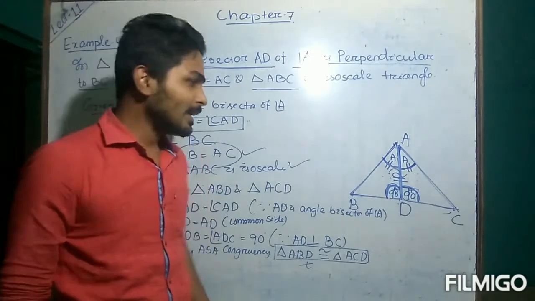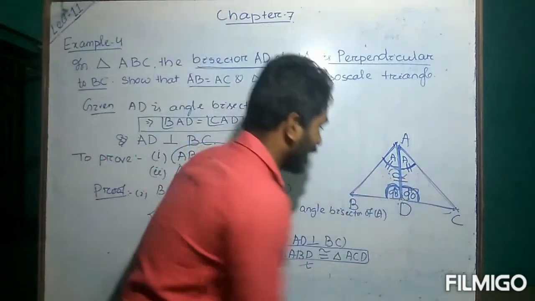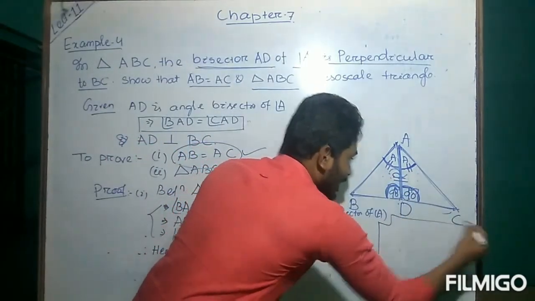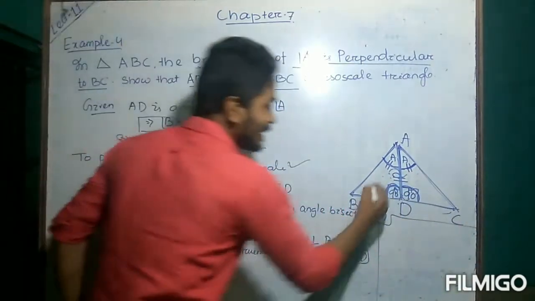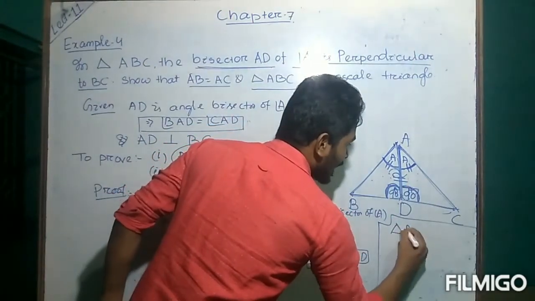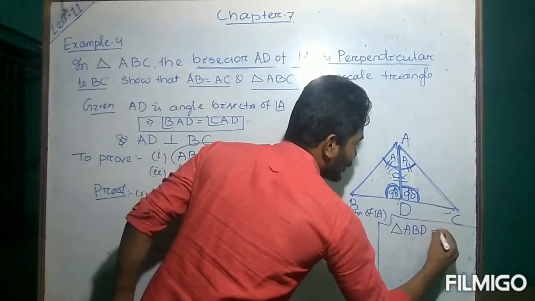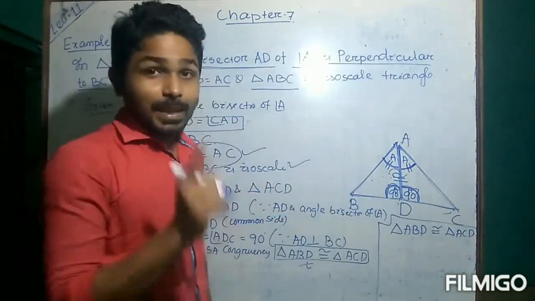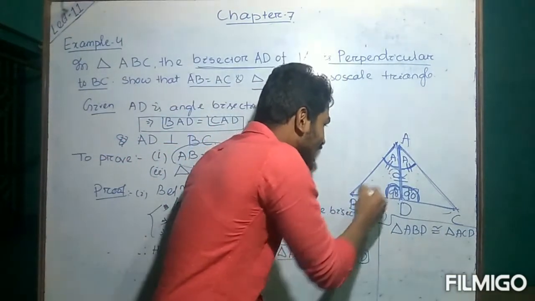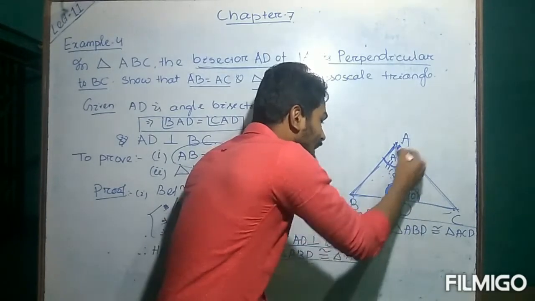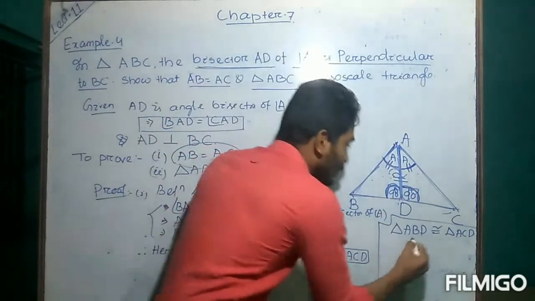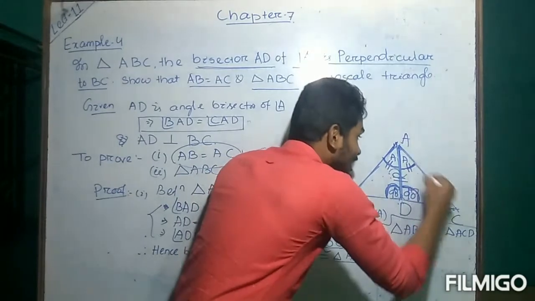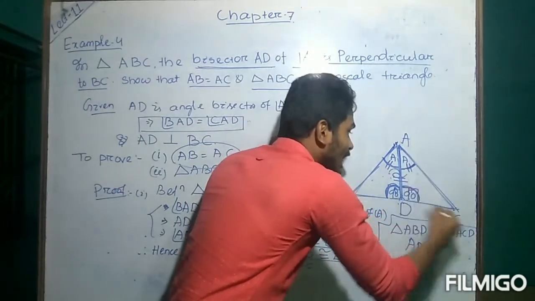How can we prove it? Since it is proved that triangle ABD is congruent to triangle ACD, then according to axiom 7.2, we can write that this side AB of the triangle ABD is equal to this side AC of the triangle ACD.